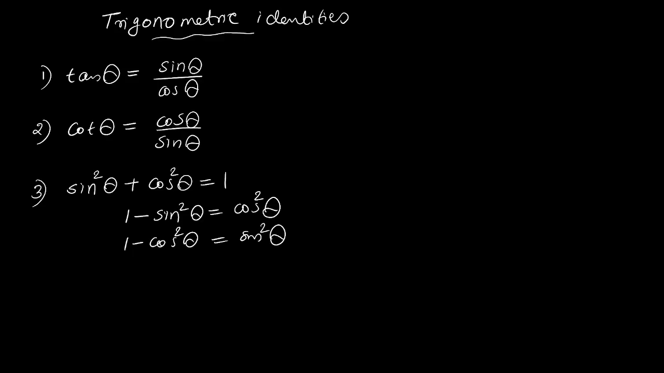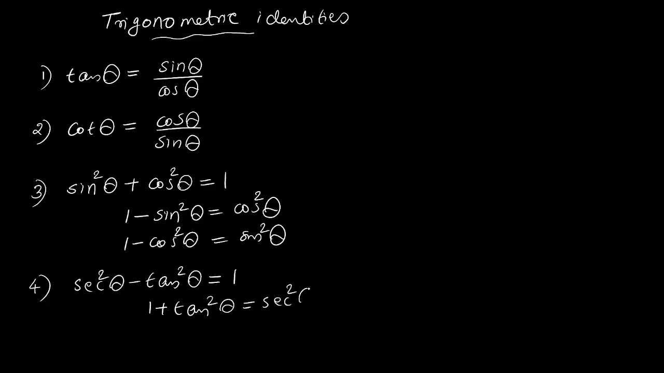Then the next set of identities. Sec square theta minus tan square theta equals 1. The proof will not be asked, but it is obtained from Pythagoras theorem. If you rearrange, you will get 1 plus tan square theta equals sec square theta. And again rearranging, sec square theta minus 1 equals tan square theta. All results you have to memorize.